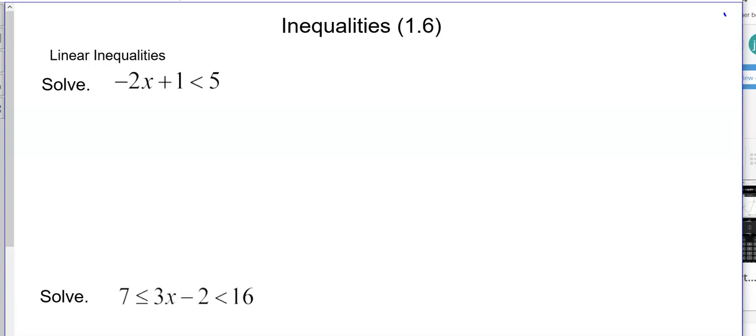Okay, so you've probably solved inequalities before. I'm guessing this will look familiar. You solve it almost like an equation. So you have negative 2x less than 4, divide by negative 2.